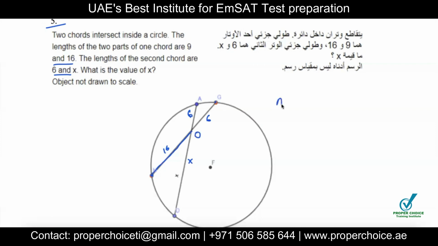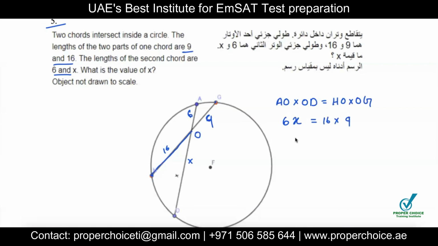So I can say here, according to the rule, AO times OD is equal to HO times OG. Now you can substitute: AO is 6 and OD is x, so 6x is equal to HO, which I have taken as 16, times OG. Sorry, it's not 6, it's 9. Yes, it's 9 and 16, by the way. So this is 9.